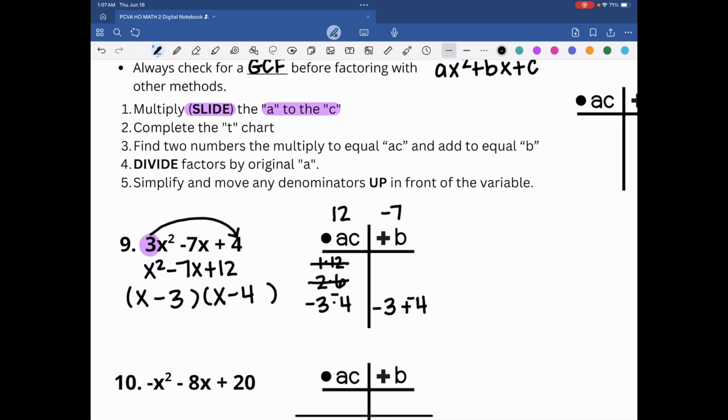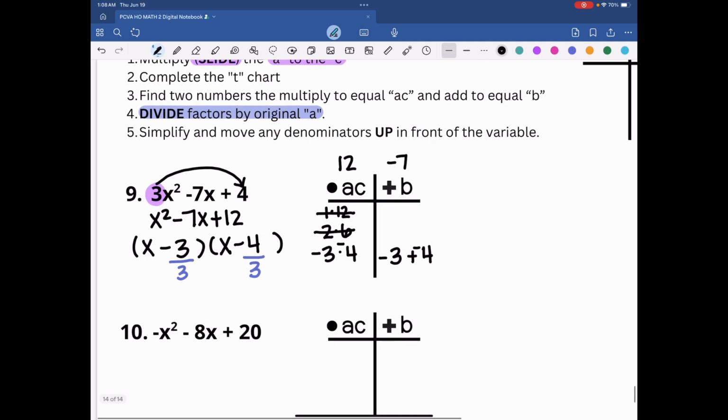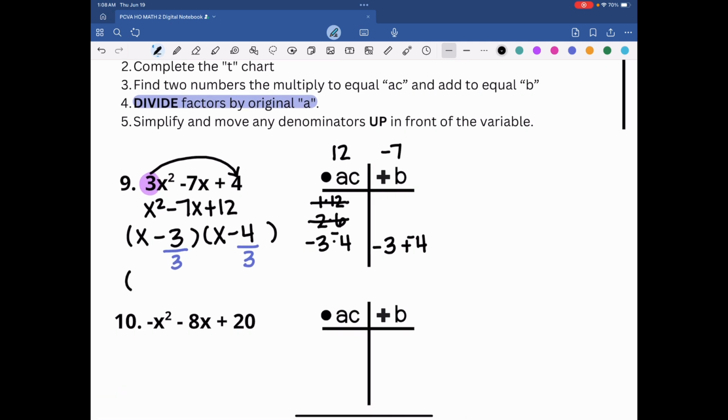So we slid the a to the c, but we did that to manipulate the number. Now we need to undo what we manipulated. So we're going to divide the original a back into the two numbers. We're going to say negative 3 divided by 3 and negative 4 divided by 3. Right here we slid the 3. So once we get our combination of numbers over here and we write it, we need to go back and divide it into both of them and get back to where we were originally. And simplify. So x minus 3 divided by 3, that's going to be x minus 1.